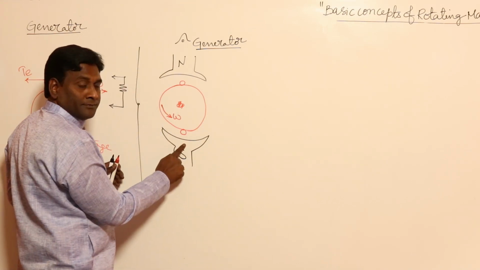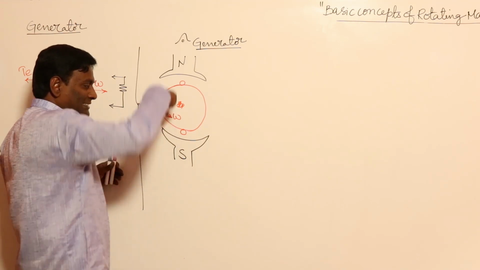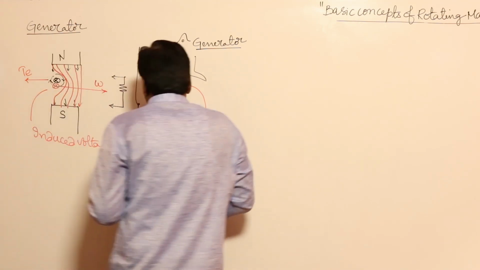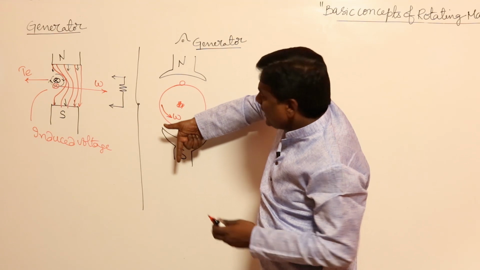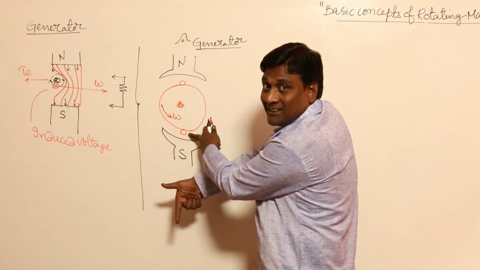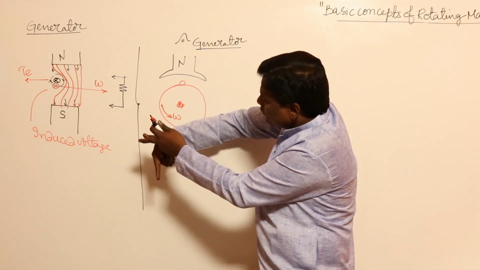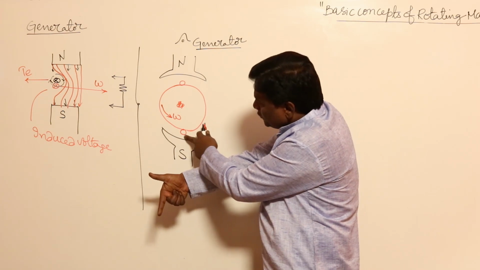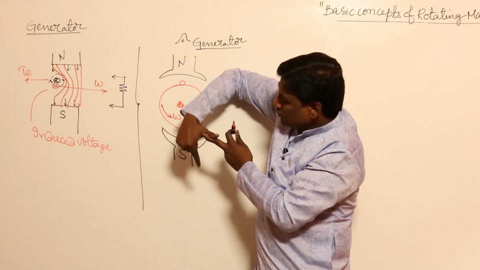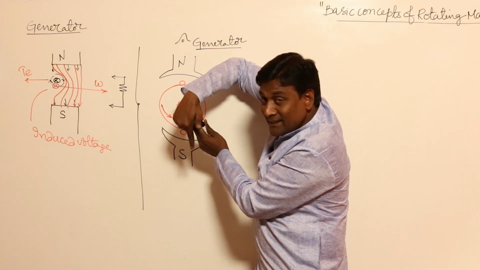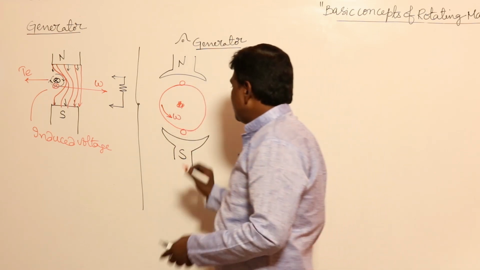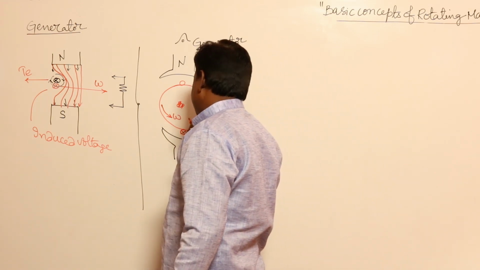example, in this conductor, my flux is in this direction. And the direction of rotation of the conductor, because basically the conductor is moving, so the conductor is rotating in this direction. So, my induced voltage will be inside. So, induced voltage here is going to be cross.